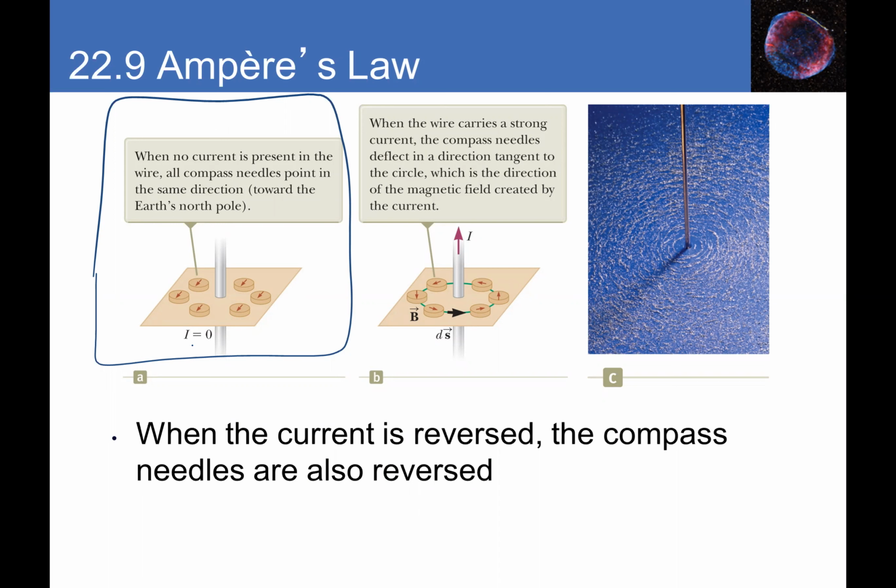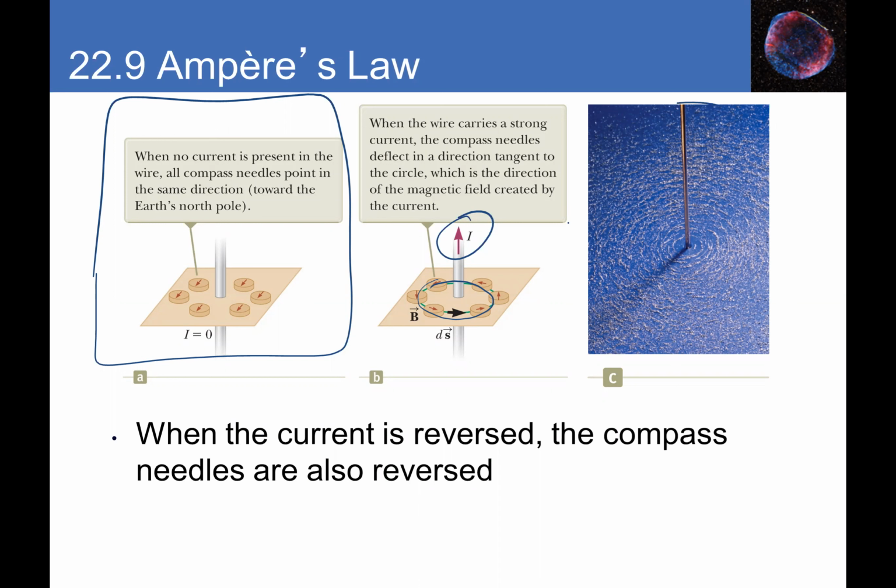As soon as you have a current running through the wire, this current generates a magnetic field, as we talked about. You can see the magnetic field curls around the wire. The compass, because it's so close to the source, aligns itself with the direction of the magnetic field generated by the wire. So now all of them are pointing in this direction. That's why we know it's counterclockwise, because the compass always aligns with the direction of the magnetic field.